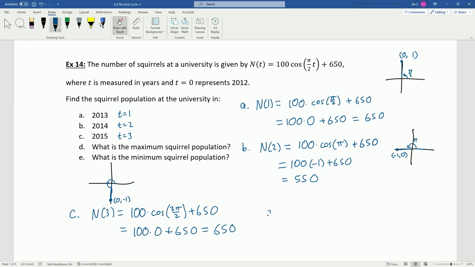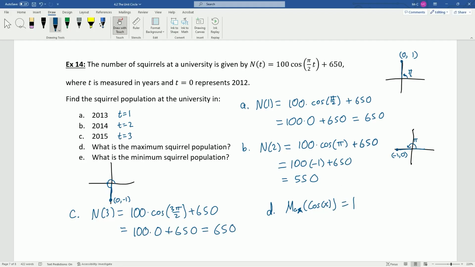Okay, and so now part D, what is the maximum squirrel population? Well, notice that the bigger cosine is, the bigger the population is, right? Because we've got a positive number times cosine. So the larger the value of cosine, the larger the value of the population. And the maximum value for cosine is just 1, right? It doesn't matter what the angle is.